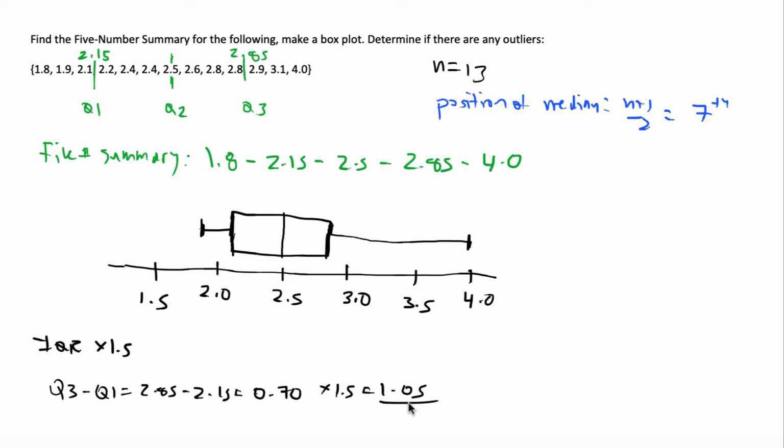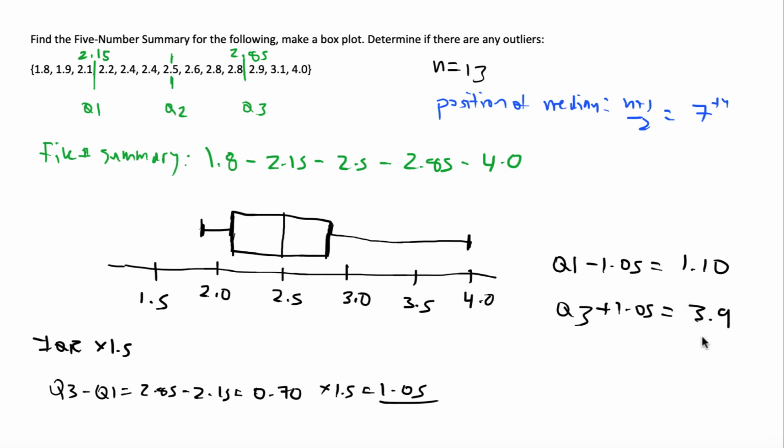So remember, this is the value that we need to subtract. So Q1 minus 1.05, in this case, gives us what? 1.10. So if there's any values that are less than 1.10, then that would be an outlier. But in this case, there are none. Then we want to go on the other side: Q3 plus 1.05. So 2.85 plus 1.05, that gives us what?